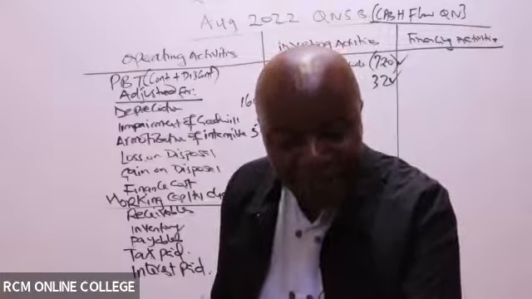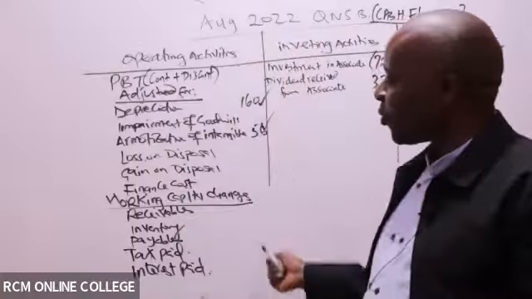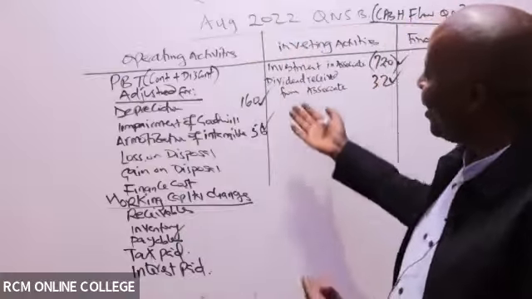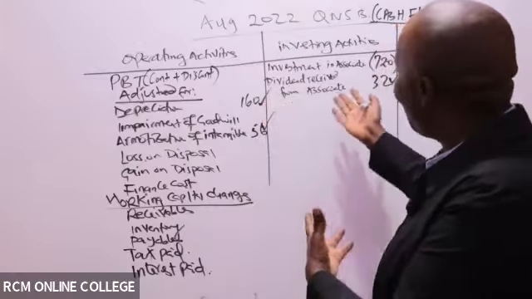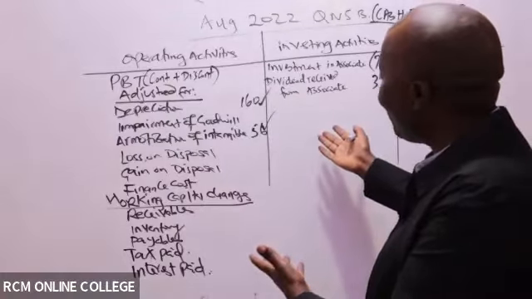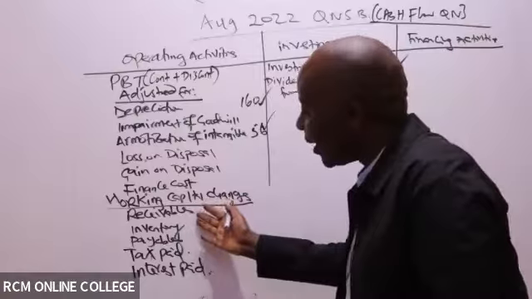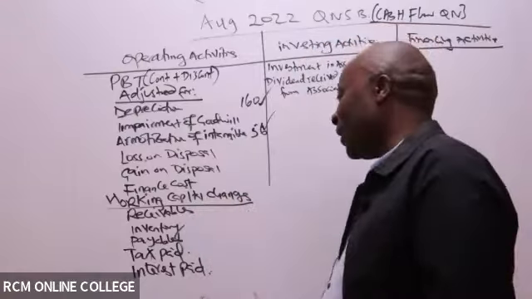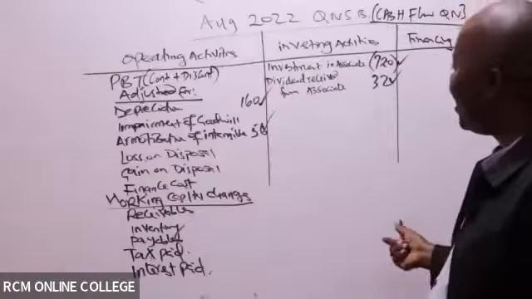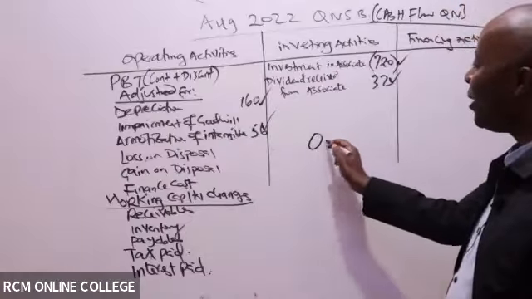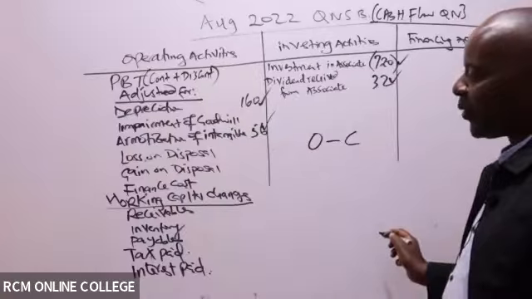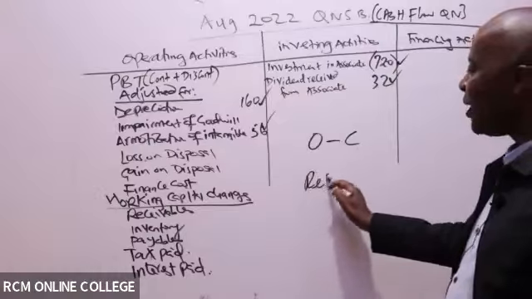Now, once, ladies and gentlemen, I've finished just going through, I know now these are heavenly marks, great marks. God has given them to me. The other easier marks now are the working capital changes. So I go to working capital changes. I know I'm taking opening minus closing. So we start with receivables.